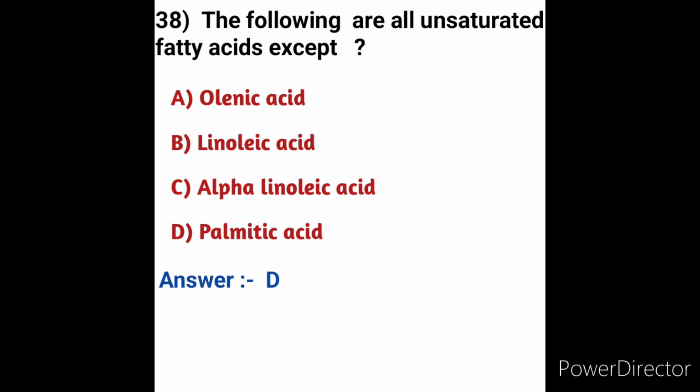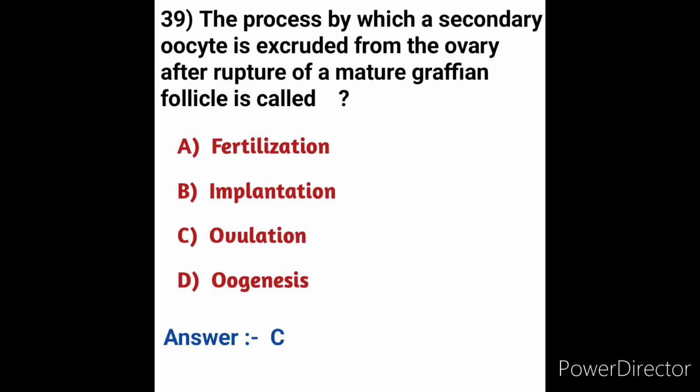Next, move on to question number 39. The process by which a secondary oocyte is extruded from the ovary after the rupture of the mature Graafian follicle is called as. Okay friends, we will see the options first. Option A fertilization, option B implantation, option C ovulation, and option D oogenesis.